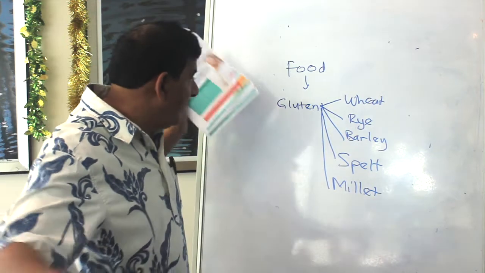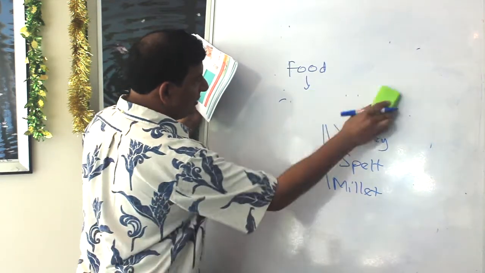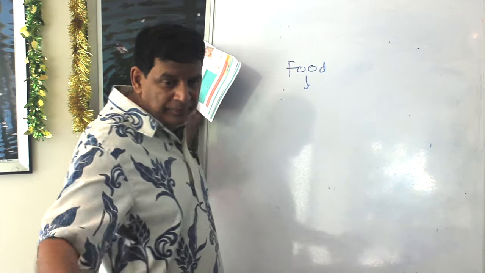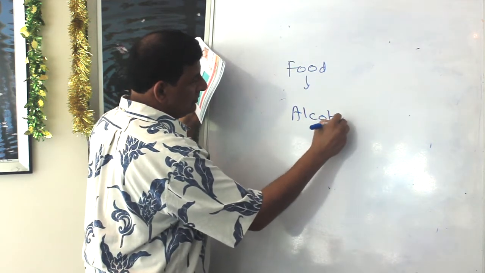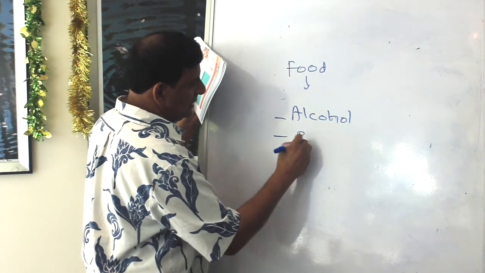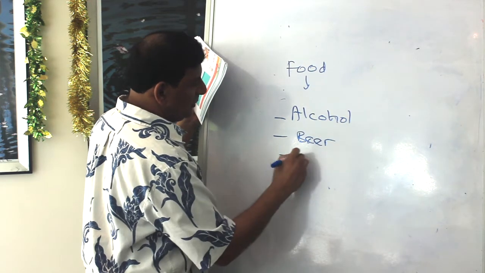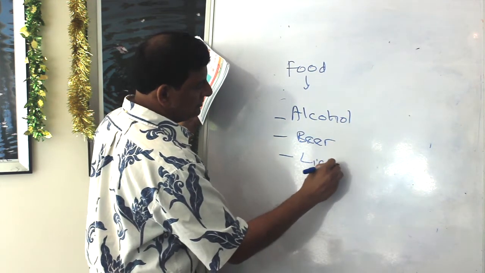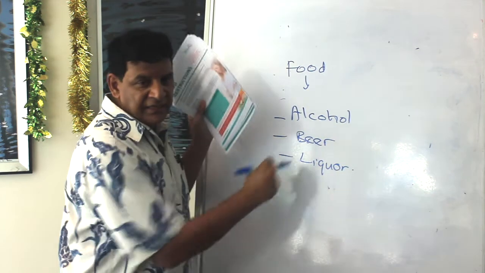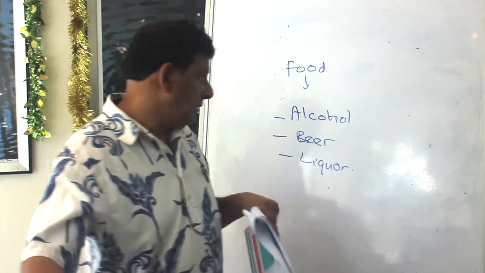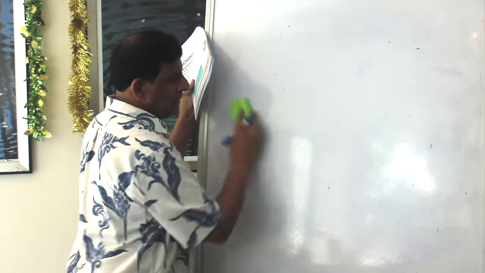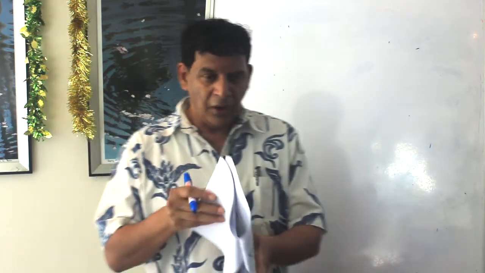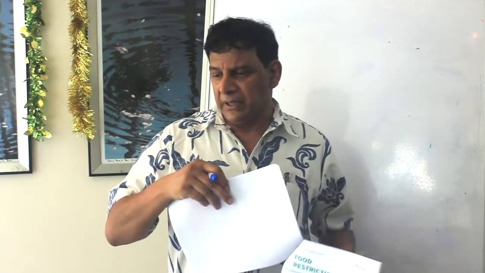Then you might find under the food section, alcohol. You might find beer, you might find liquor. This again affects the gut. Okay, so I have come to the last part of the discussion on what are the common things that appear in the gut.